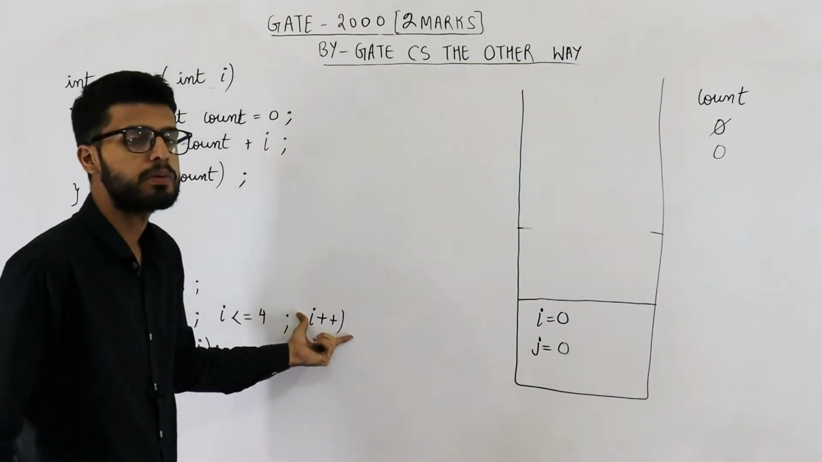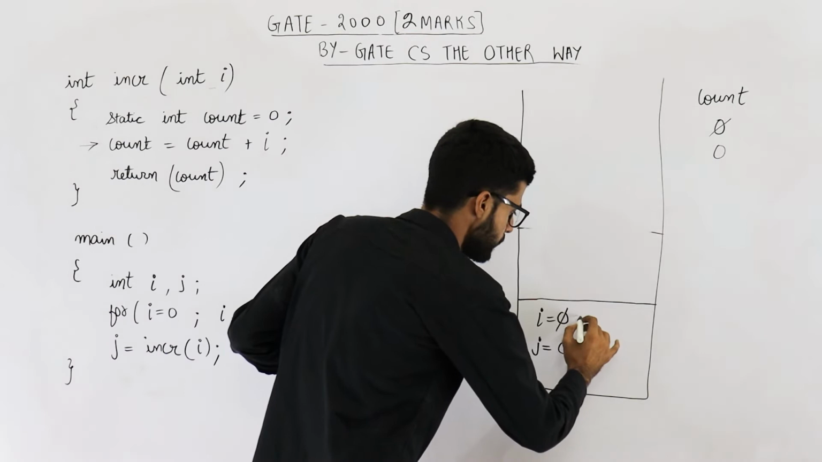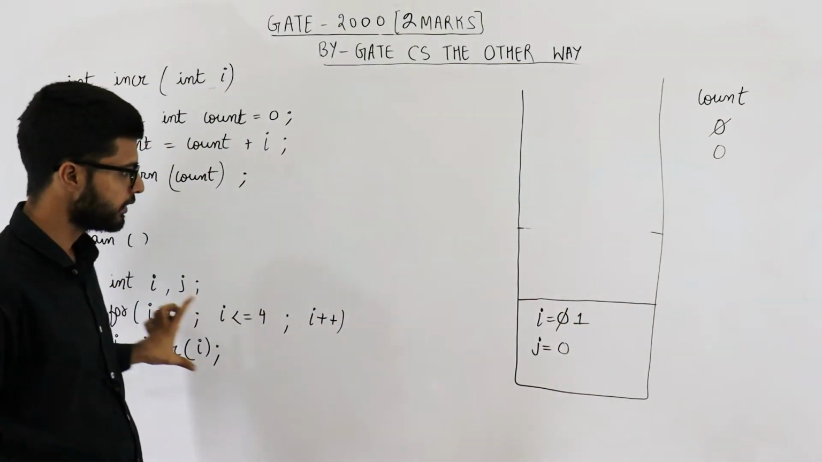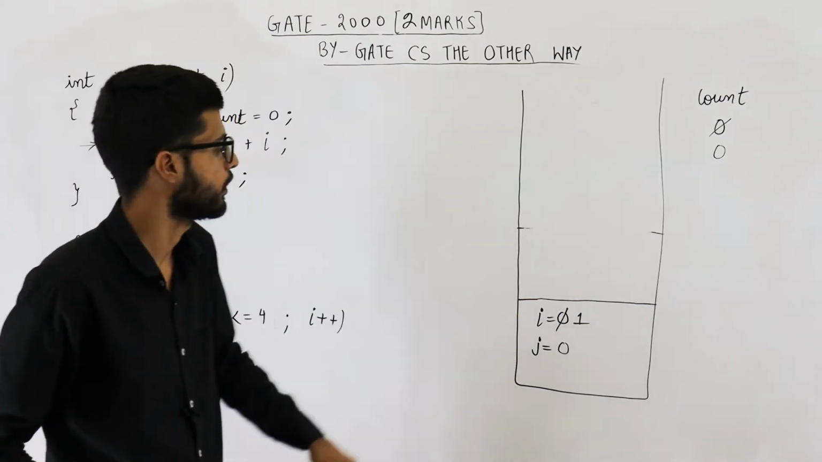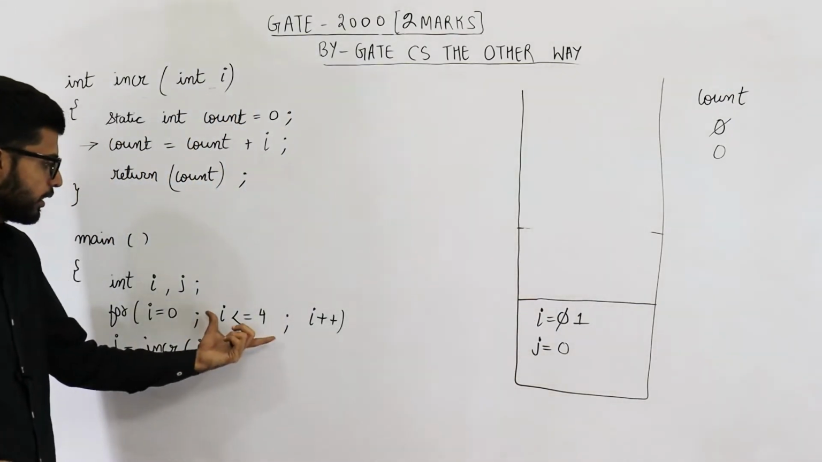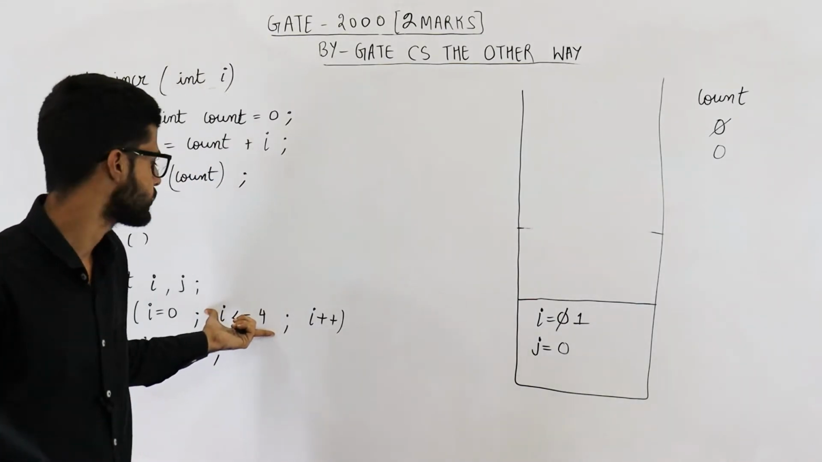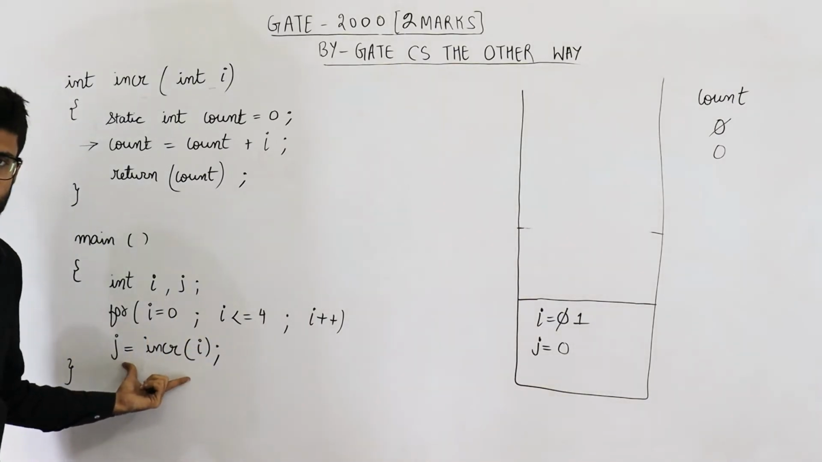Now execute the update expression. It is i++. So i will now become 1. This i is written inside main function. That means you are talking about local variable i of the main function. This one. Again check if the loop condition is true. 1 is less than or equal to 4. That is true. So the body of loop will be executed once again.